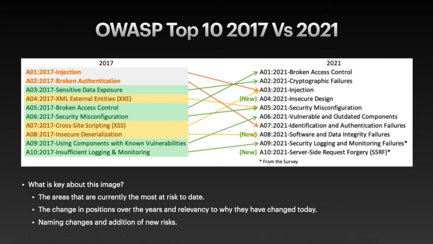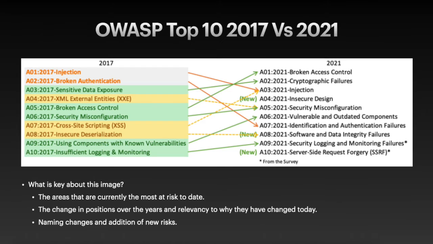Security misconfiguration moves up from 6th place, and over 208,000 occurrences were mapped to this risk. They highlighted that there are more shifts to highly configurable software, and that it is no surprise to see this risk move up, and external entities has now become part of this category.